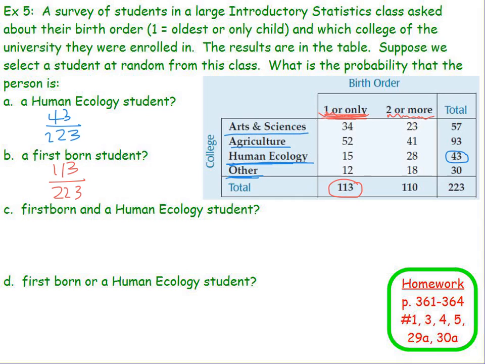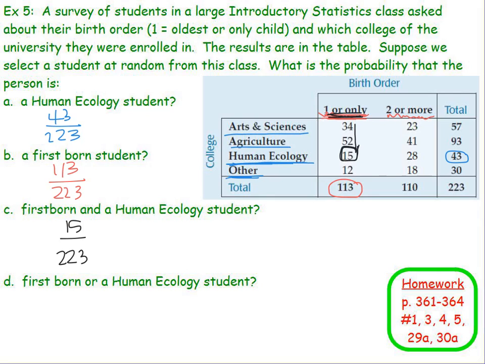So now we're getting a little more specific. Now, what's the probability that they were firstborn and human ecology? So firstborn is again right here. I'm going to go down to human ecology, and that's the number right there that is firstborn and human ecology. So 15 out of 223 kiddos. And again, that's reduced.